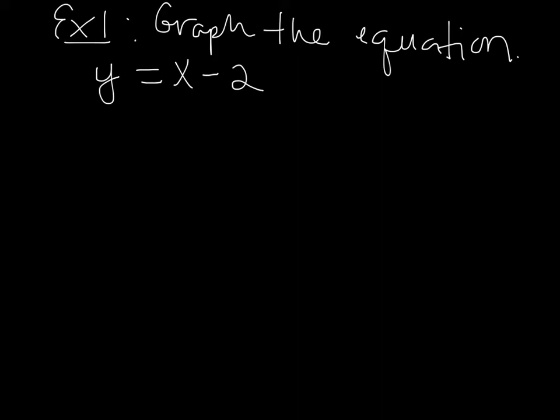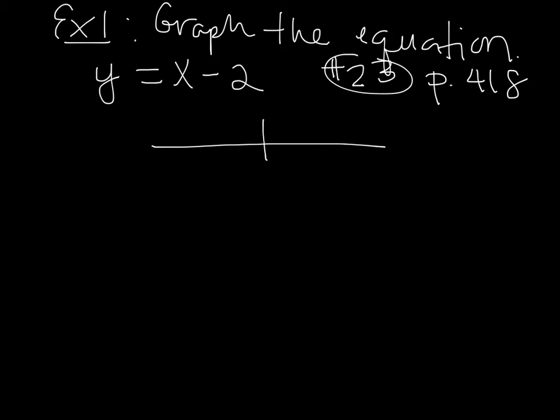I'm just going to pick, so this is actually number 23 in your book, on page 418. And the directions say graph the equation and select integers for x from -3 to 3 inclusive. So they're saying pick -3 to 3 just because this is your real number line, the x-axis. That's what you've really been doing when you were graphing these inequalities.